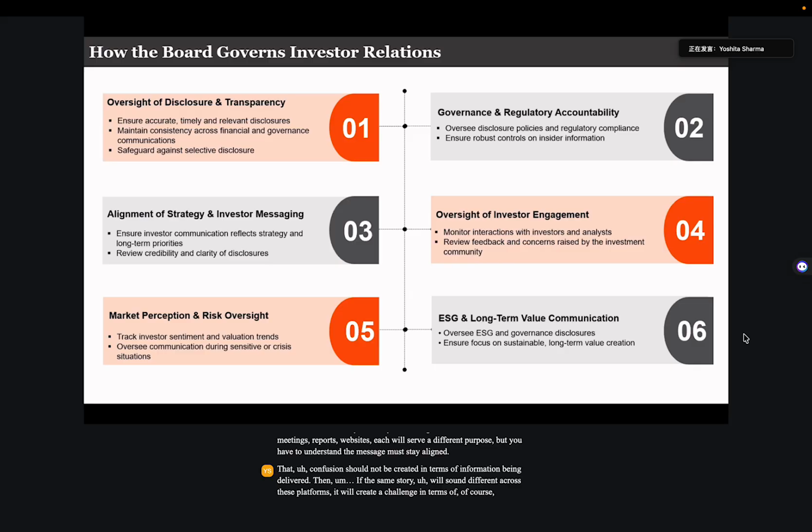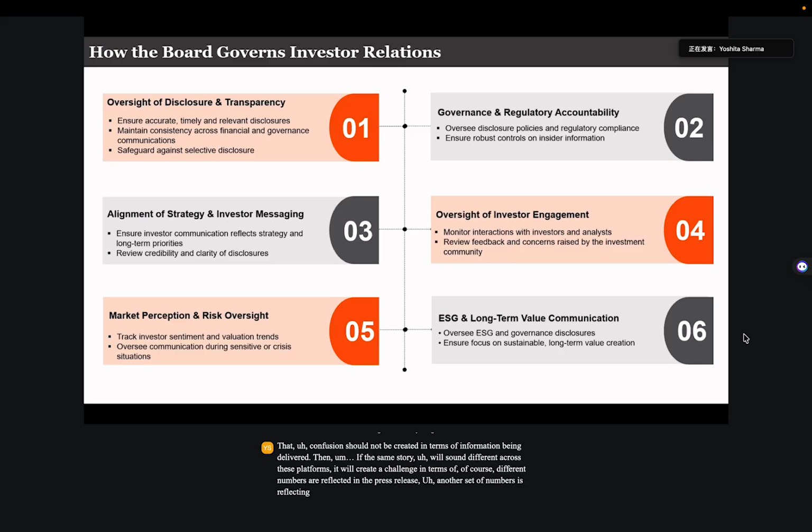of course, different numbers are reflected in the press release. Another set of numbers is reflecting in the financials. Earning calls are stating something else only. This is where indiscipline comes in, and IR discipline really matters in this case. So it is extremely important to monitor your IR function effectively.